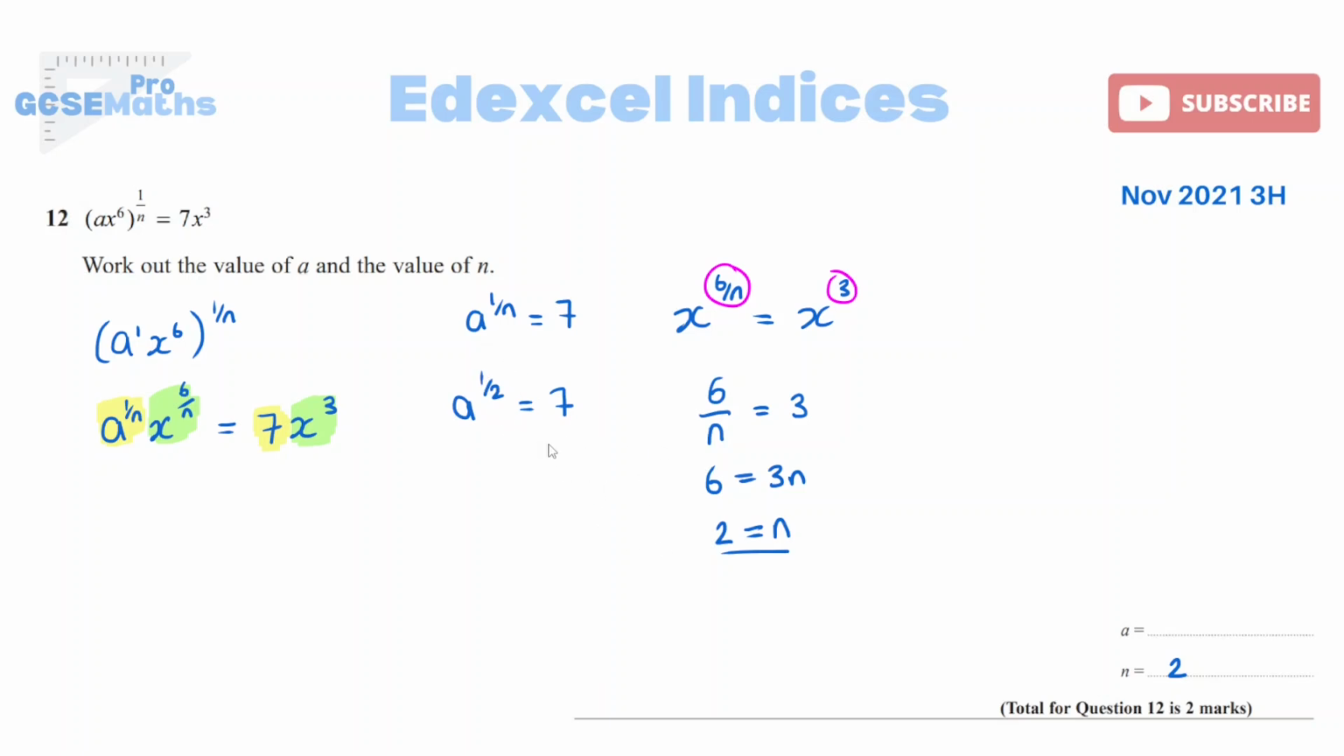What does the power of a half mean? It means square root, doesn't it, in other words? So a, we just have to square both sides, is 49. That's how I would work out this one.